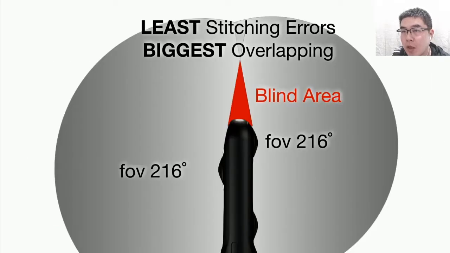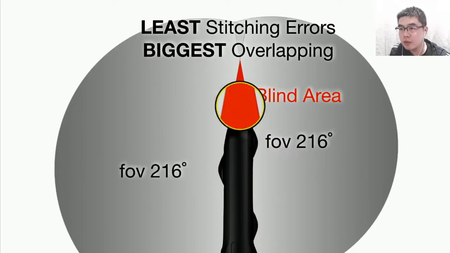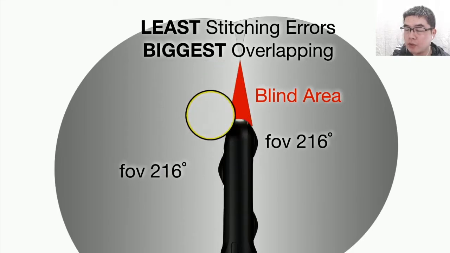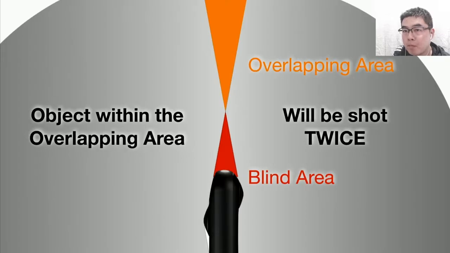And you know, this camera has a very giant field of view, and so this blind area, you can see this red triangle, it's the blind area. So the QooCam has the least stitching errors, while at the same time this camera has the biggest overlapping. So that will make this camera perfect to shoot in super tiny little spaces, right?